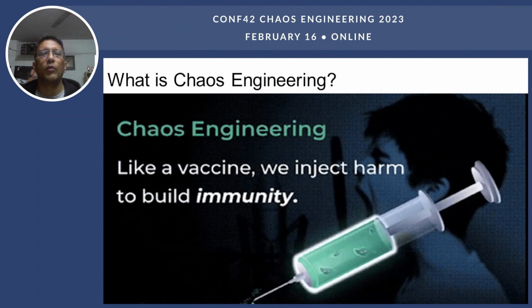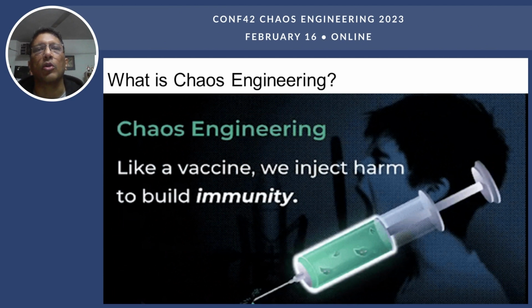First, let's talk about what exactly is chaos engineering. Now, as the image depicts, with chaos engineering, like a vaccine, we inject harm to build immunity into the system. If we go by a Google definition, it says chaos engineering or chaos testing is a highly disciplined approach to test a system's integrity. How does it do that? Proactively, it simulates and identifies the failures in a given environment before they lead to unplanned downtime or a negative user experience.